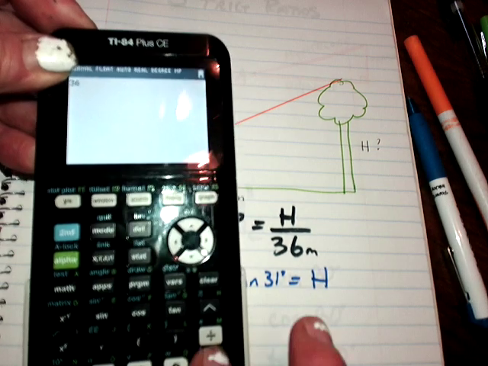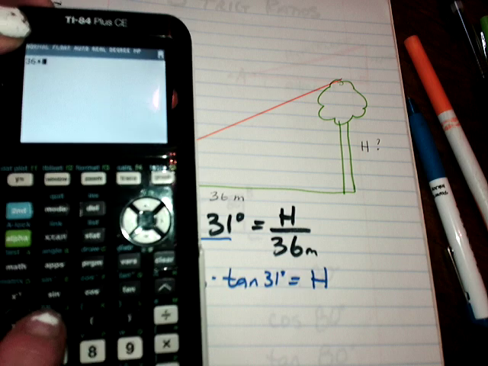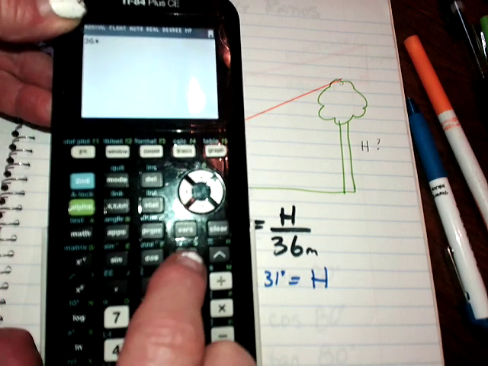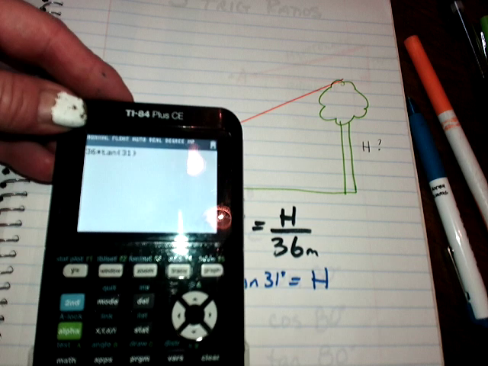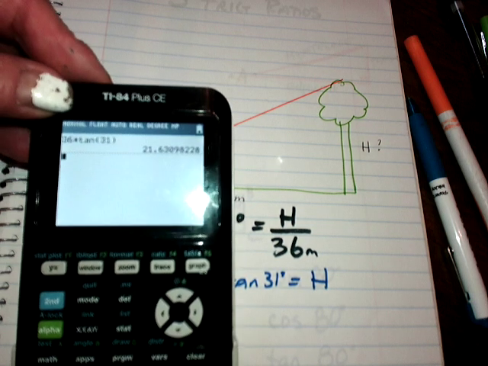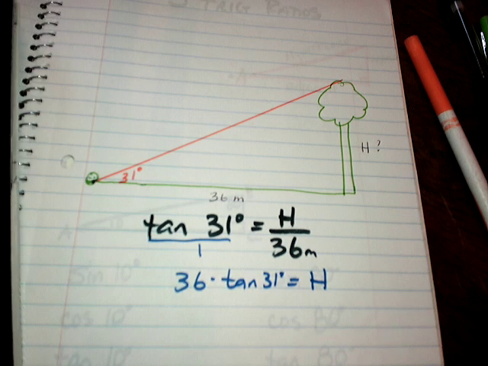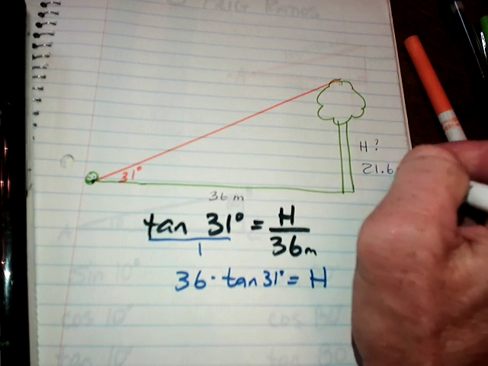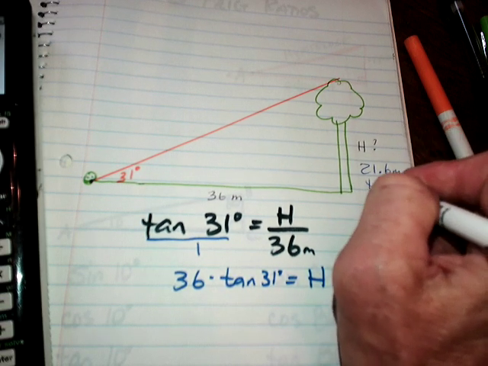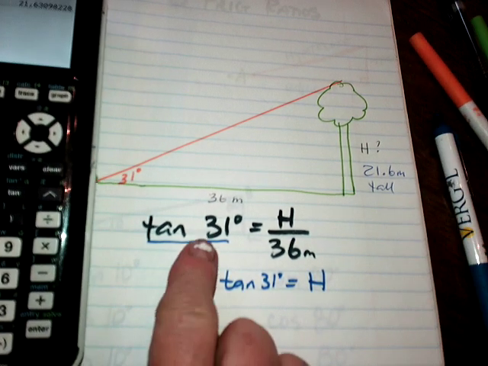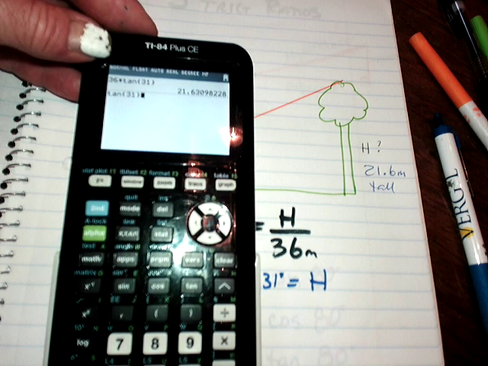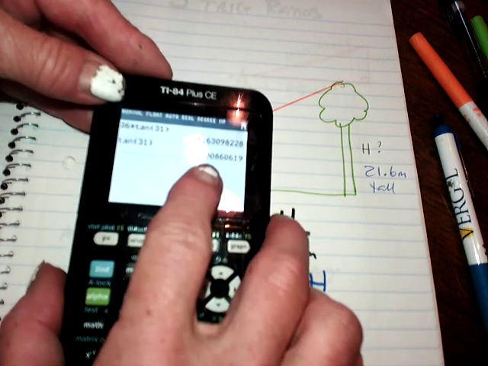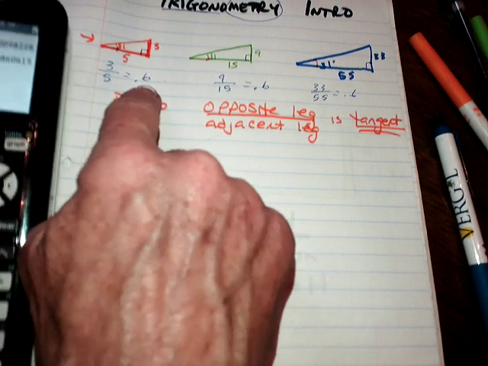36 times the tangent, here's your tan button, right? The tangent of a 31-degree angle, close your parentheses, is 21.6. So this is a 21.6-meter tall tree. And I just want to show you what is the tangent of a 31-degree angle. If we just type in tangent of 31 degrees, we get 0.6. And isn't that what we got right here? We know it's 0.6. We figured out that ratio.